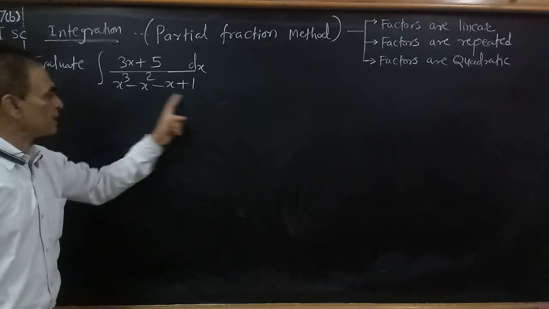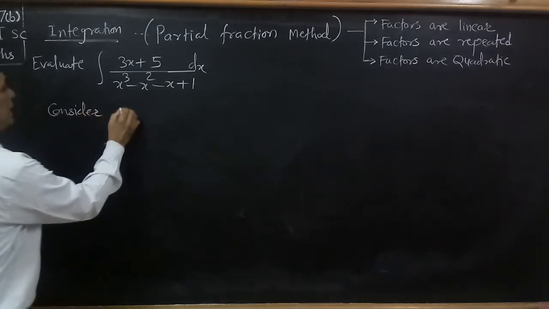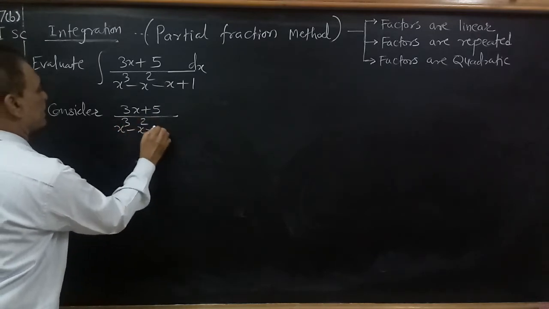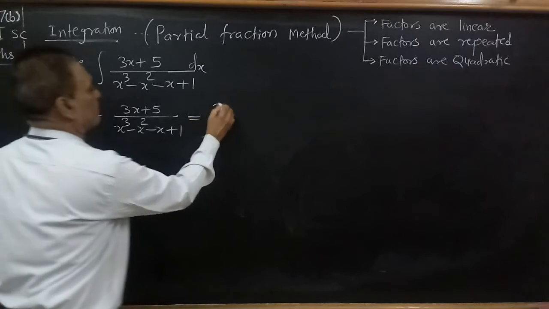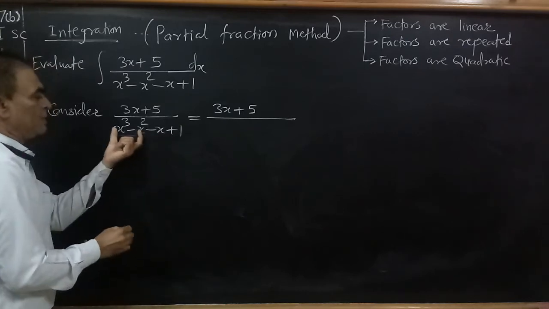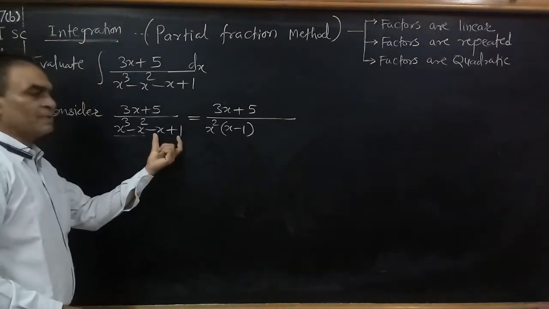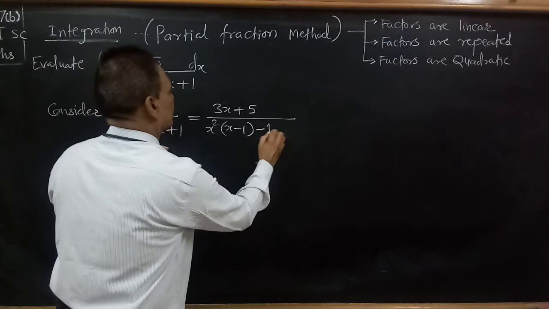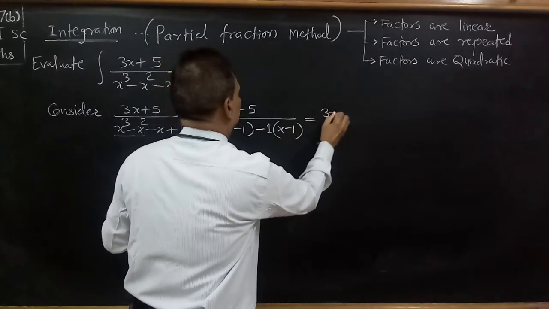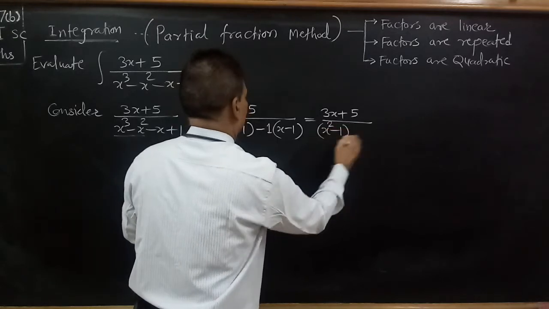First of all, factorize the denominator. Consider the integrand quantity (3x plus 5) divided by (x cube minus x square minus x plus 1), which is nothing but 3x plus 5 as it is. Take x square common in between the first two terms. You will get x square into bracket (x minus 1). And take minus 1 common in between the other two terms, so you will get (x minus 1), which is nothing but 3x plus 5 divided by (x square minus 1), one of the factors, and (x minus 1), the other factor.